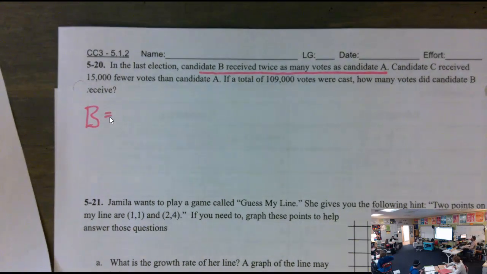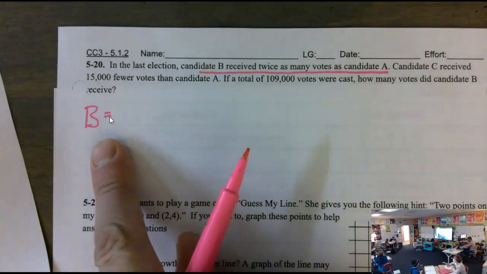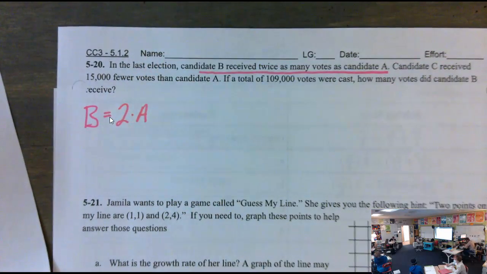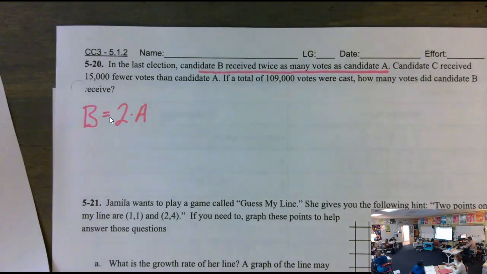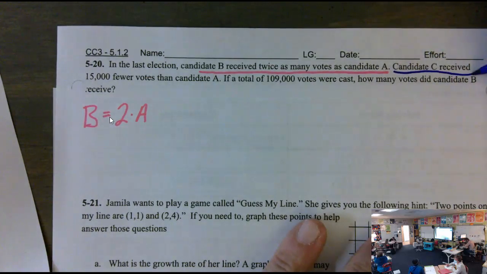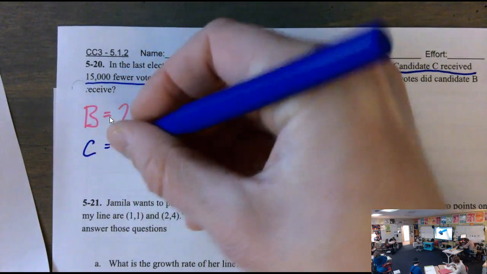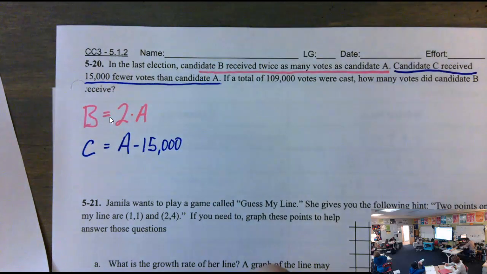My goal here is to try to help get Max through this problem without me actually doing anything. And then I like to play that teacher flex where I'm like, you didn't need me, you did this all on your own. So, Max, what do you know about candidate B? 2A. What do we know about candidate C? Notice how I'm going to change colors now to help my brain out. It's A minus 15,000.